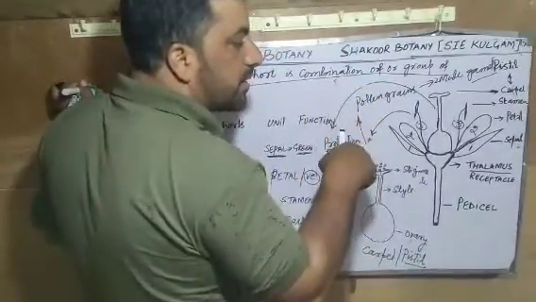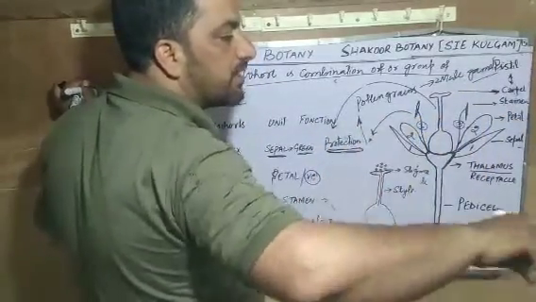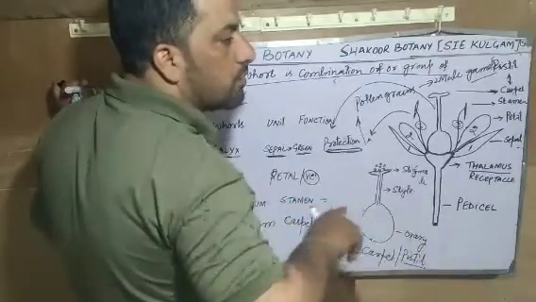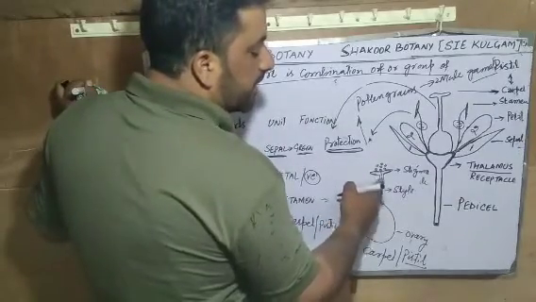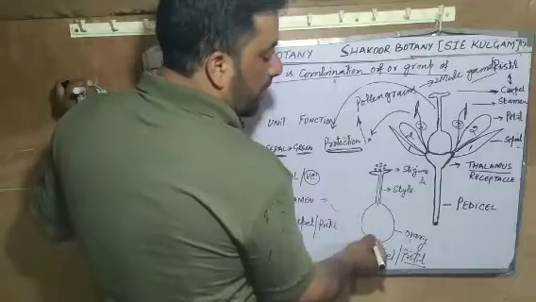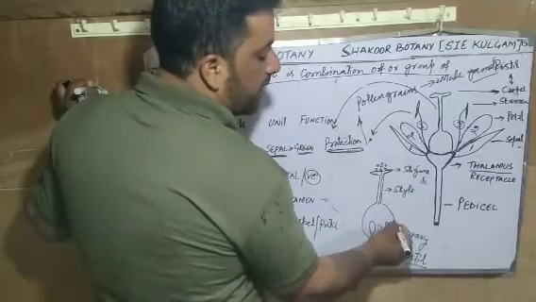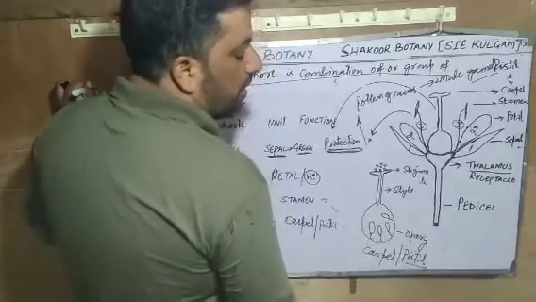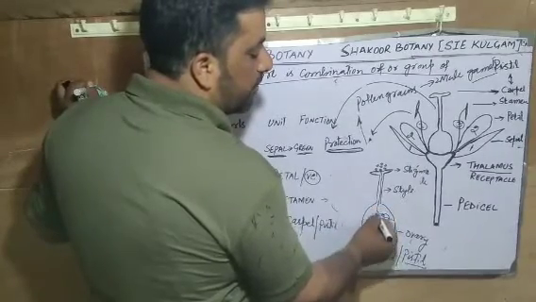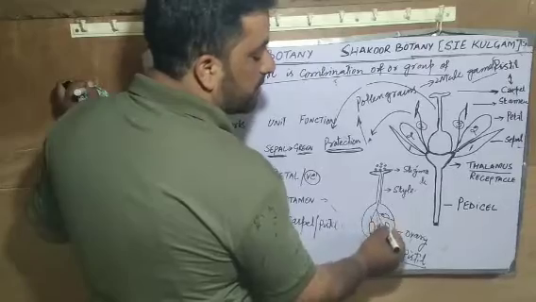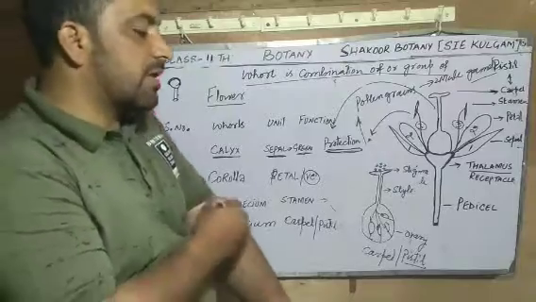वो ट्यूब लाइक स्ट्रक्चर पोलन से बनता है, इसीलिए बोलते हैं उसको पोलन ट्यूब. उस पोलन ट्यूब के अंदर 2 मेल गेमीट्स होते हैं. वो पोलन ट्यूब एंटर करता है through style into the ovary, और ओवरी के अंदर ओव्यूल्स होते हैं, जैसा मैंने लास्ट टाइम जिम्नोस्पर्म्स में भी बताया. ये पोलन ट्यूब्स इन्हीं ओव्यूल्स में घुस जाते हैं to carry out the process of syngamy and fertilization, to carry out the process of sexual reproduction.